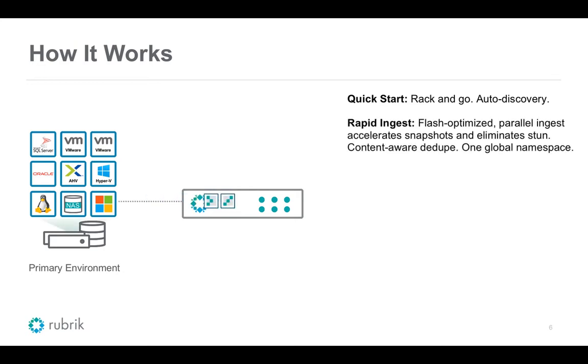Rubrik uses Flash for fast data extraction, minimizing any kind of performance impact due to that production environment. And ultimately, this results in rapid backup windows, as well as the elimination of any kind of virtual machine stun effect. In addition, we have built an intelligent distributed workflow management system that allows us to maximize the number of parallel data streams that are processed. All of your data gets indexed and efficiently stored in a single scale-out repository with the help of content-aware deduplication.